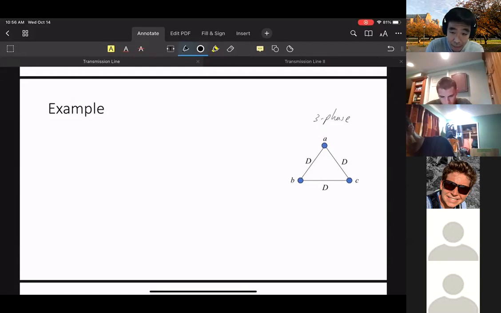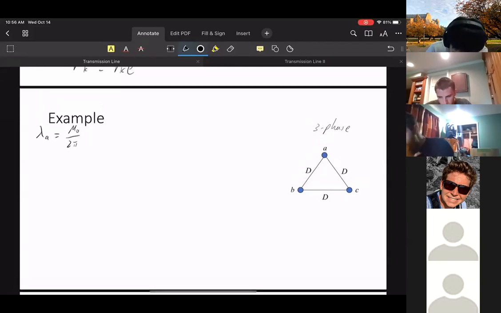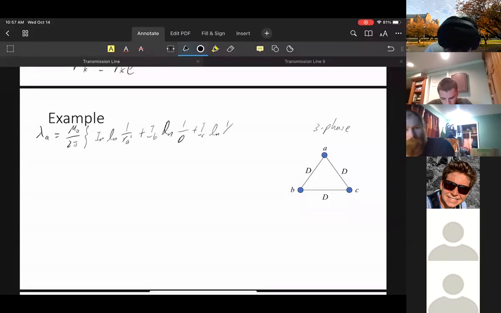And so in this case, let's look at the different phases. We have phase A. This is mu naught over 2 pi. The nice thing is the numbers are the same, so we have a lot of simplification. Natural log 1 over d plus IC natural log 1 over d. The phase B and C are a similar formula.